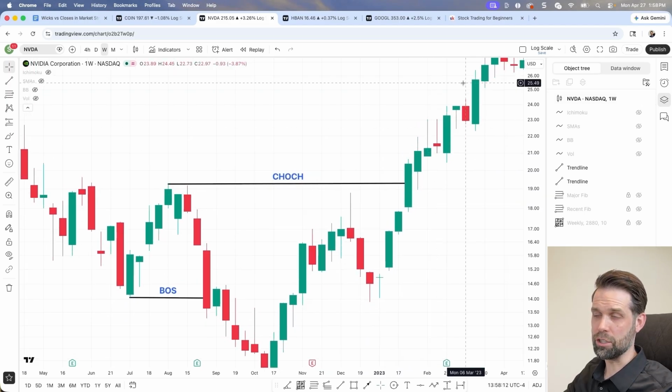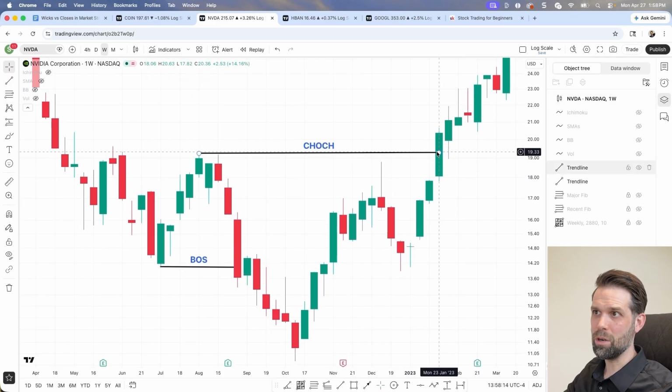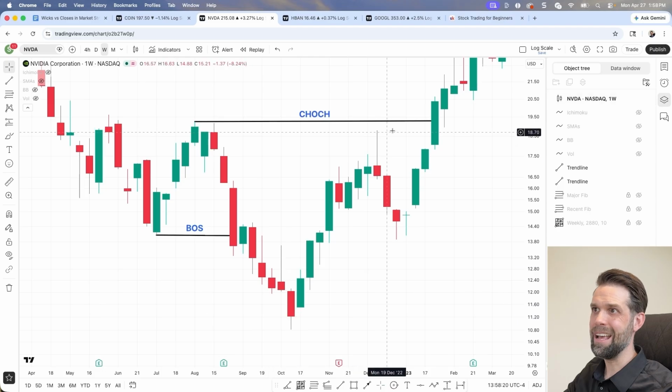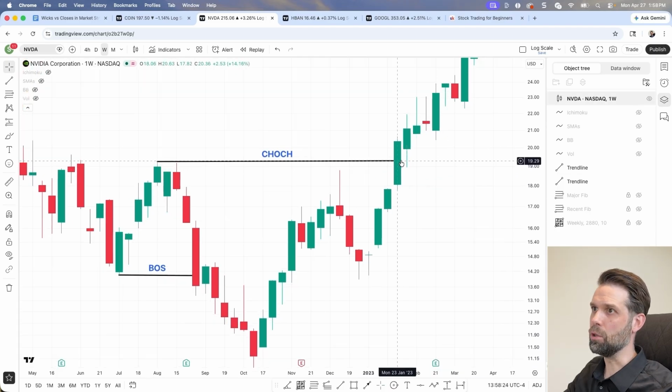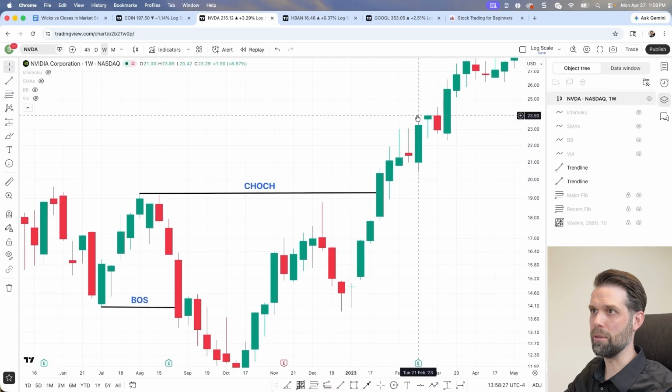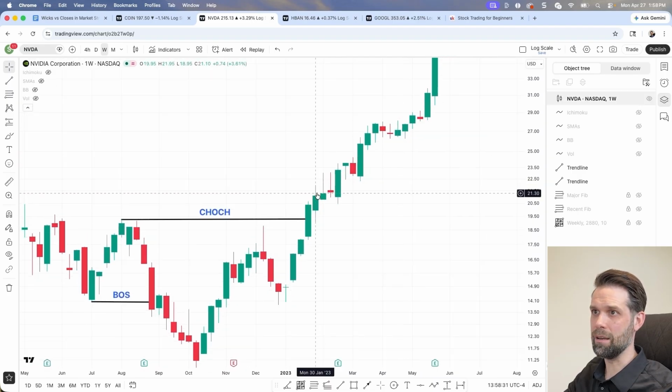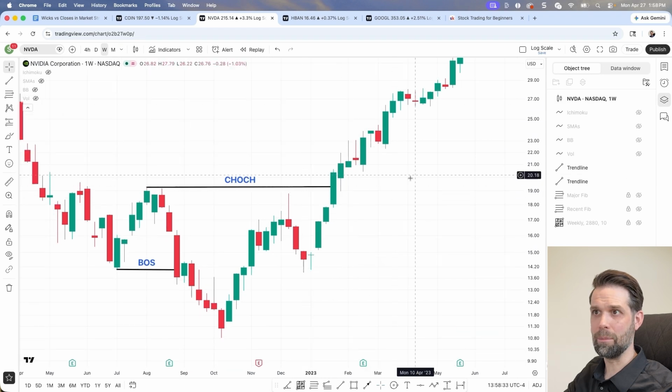We have some break of structure continuation. And this important candle closing above this previous high that was associated with the last BOS to the downside, that's your indication that the trend is confirmed. You can add in some other indicators here, or we can wait for some breaks of structure. That tells us that the trend is changing. And then NVIDIA went to do something like a 20x.